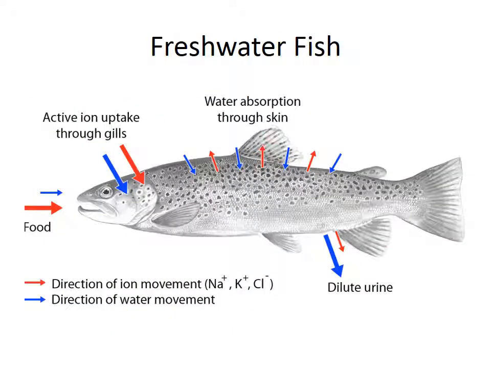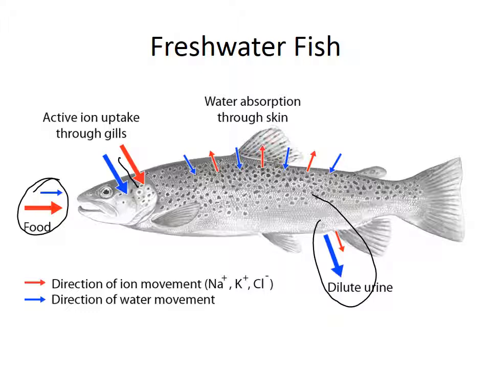And here is a freshwater fish. So the direction of water movement and the direction of ions, you can see it's different over here. The freshwater fish is actually going to take up a lot of ions in its gills, and it will try to absorb a lot of water through its skin, and then it's going to excrete a lot of dilute urine and very little ions.